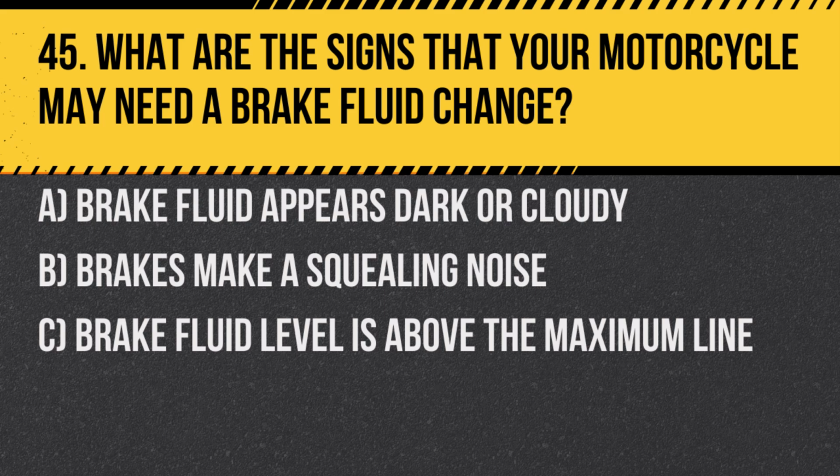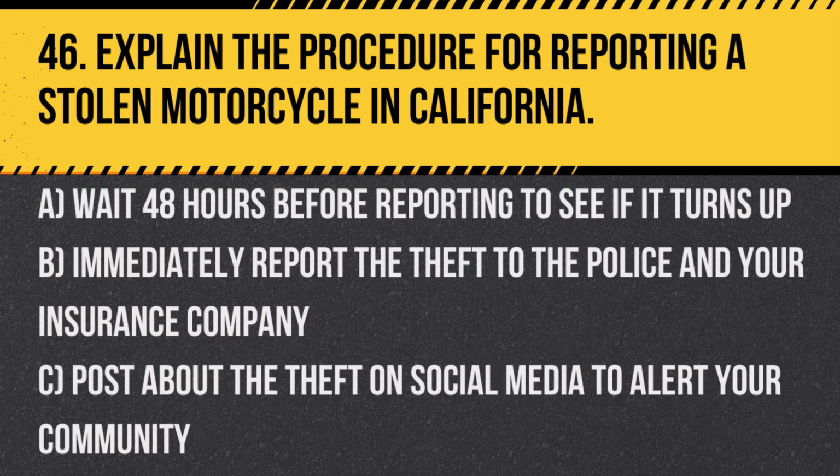A. Brake fluid appears dark or cloudy. B. Brakes make a squealing noise. C. Brake fluid level is above the maximum line. Answer: A. Brake fluid appears dark or cloudy. This indicates contamination and degradation, necessitating a fluid change for effective braking. Question 46. Explain the procedure for reporting a stolen motorcycle in California.